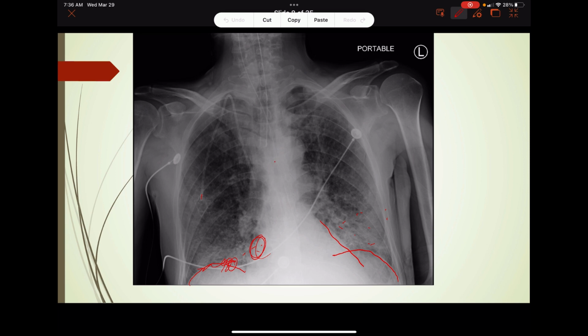You can see this line here, ending, looks like right below the carina, which is good placement. And you can also see what looks to be an NG tube coming down here, and then over here. It looks like you can't really see in here, but it looks like it's probably properly placed in the stomach, although that is cut off down below there, so it makes it difficult to tell.